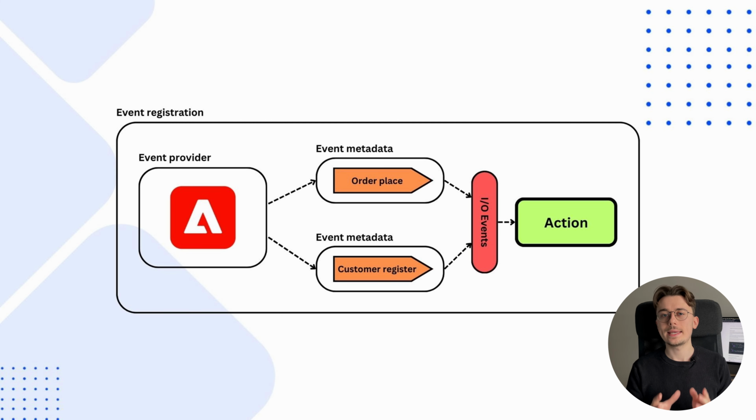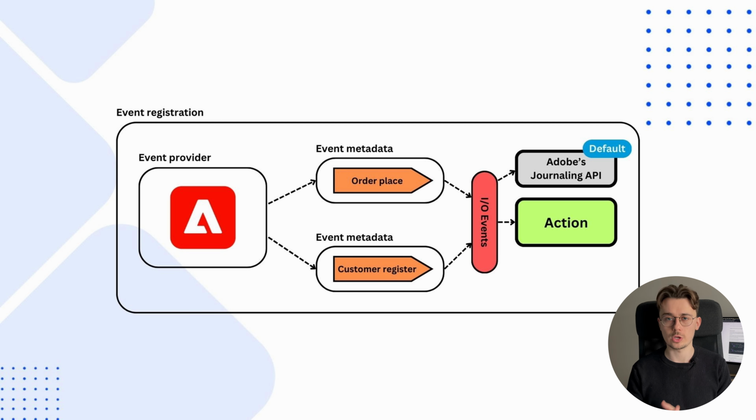The whole process is named event registration, and event registration consists of configuring the event provider, selecting which events to subscribe to based on the available events metadata, and then setting up the event receiver. The event receiver could be a runtime action, webhook, or even Amazon EventBridge. But no matter which event receiver we use, all events are logged in Adobe's Journal API by default. So from there, they are routed to the appropriate event receiver based on the configuration.